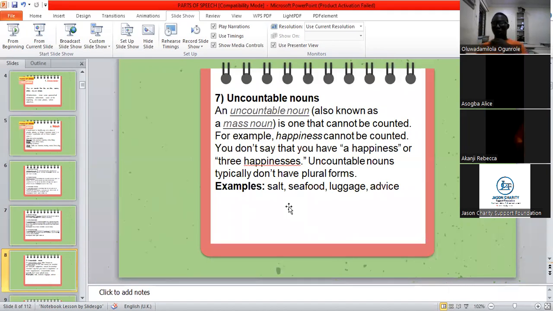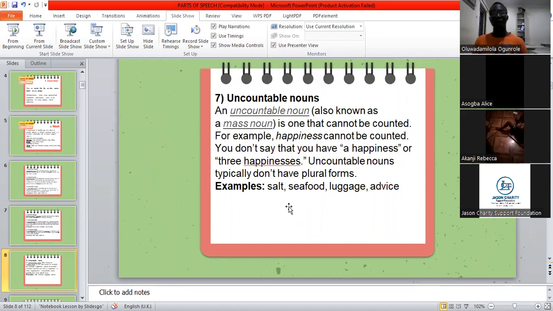Now, it will not make sense for me to say that I want to pick a bag of salt and count how many I have in there. It's impossible. So that is an example of an uncountable noun. However, uncountable nouns can be quantified using quantifiers.